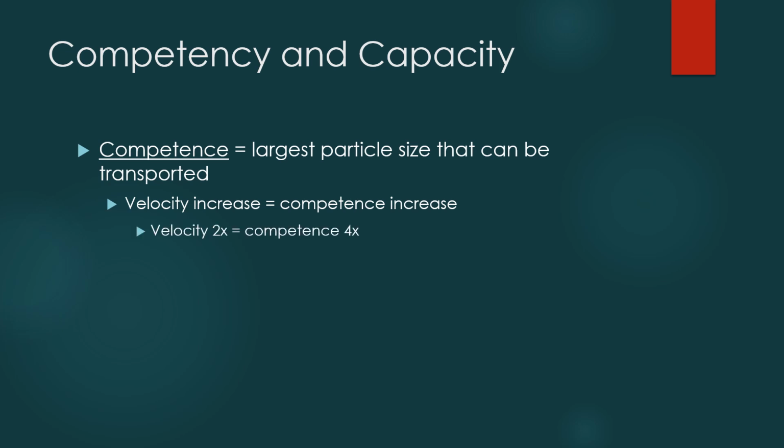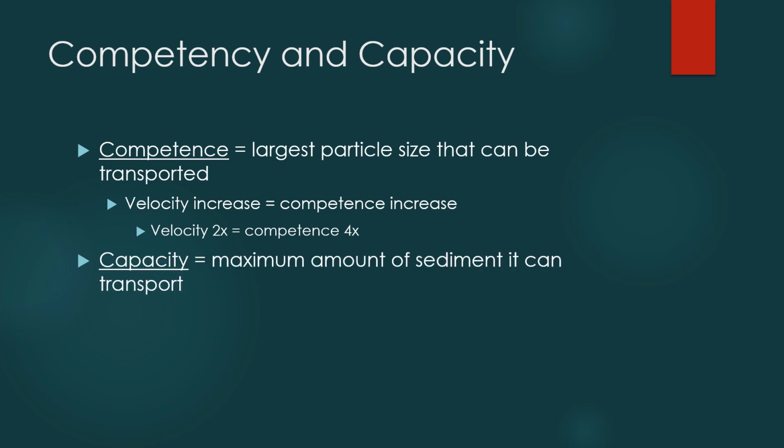It's a pretty direct relationship. As velocity doubles, competence will increase by 4 times. So the faster the water, the much larger the stuff the water can pick up. And then capacity is the maximum amount of stuff it can carry at a specific time. And now as discharge increases, capacity increases. So the more water there is flowing, the more stuff the water can pick up.